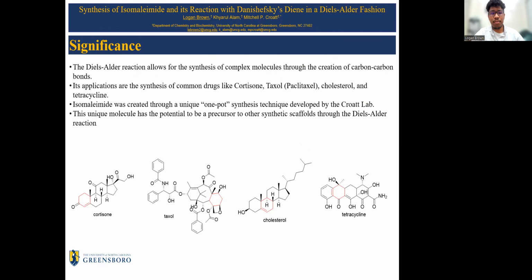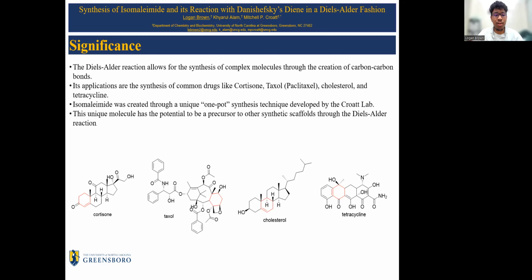So the significance of the Diels-Alder reaction is that it allows for the synthesis of complex molecules through the creation of carbon-carbon bonds. And creating carbon-carbon bonds is something that is very valued in organic synthesis because it allows you to build larger, more complex structures that could potentially be modified into drugs.